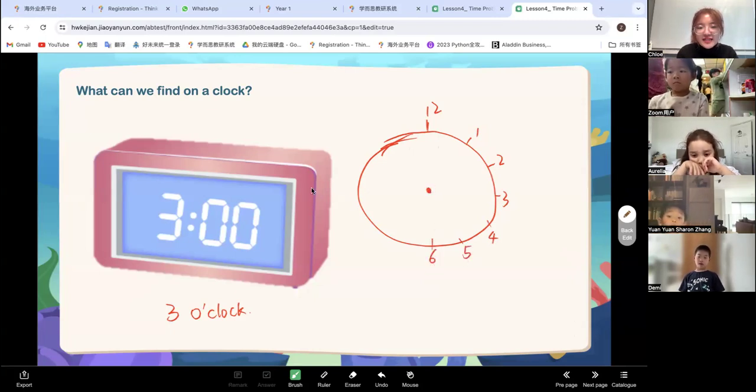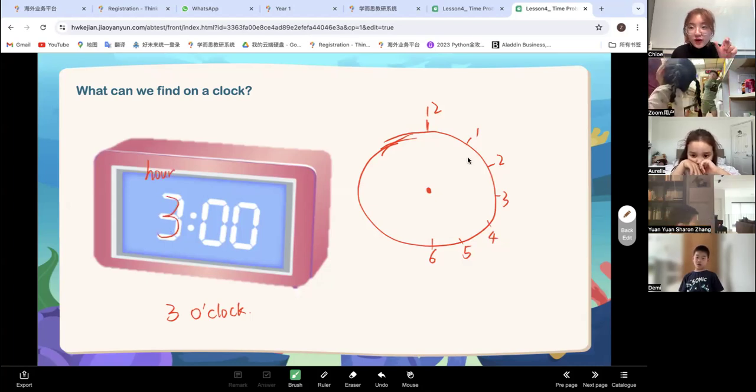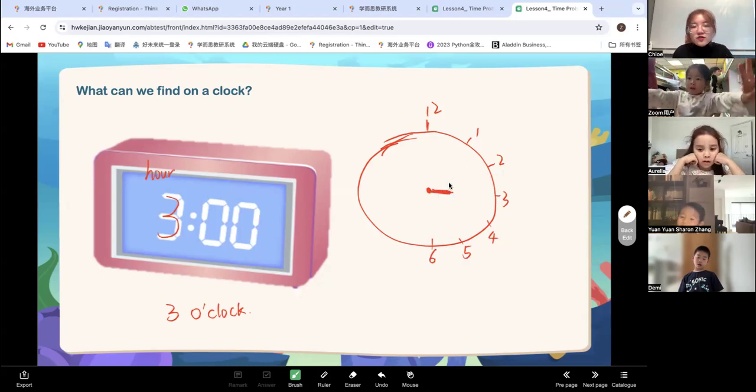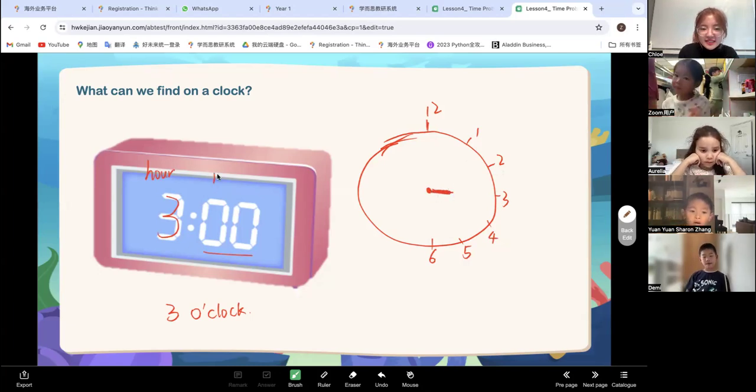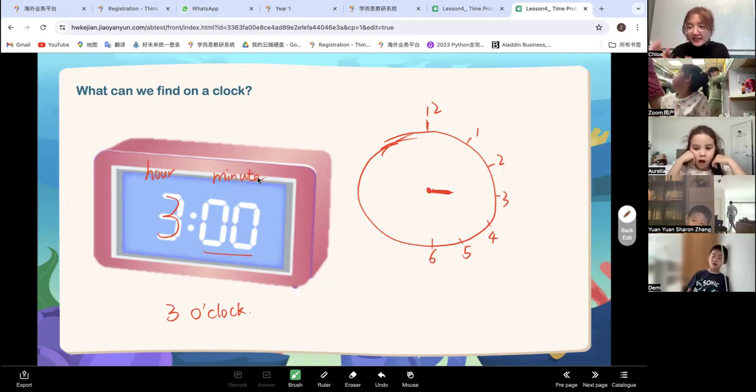So now for the hour, everyone, the hour is 3. So it means, for the hour hand, the shorter one will point to number 3. Can you show me? The shorter one will point to number 3. Very well done here. And then for the longer hand, for the minute, it's 00. It means we haven't gone any minute for this hour. It will be the starting of 3 this hour.